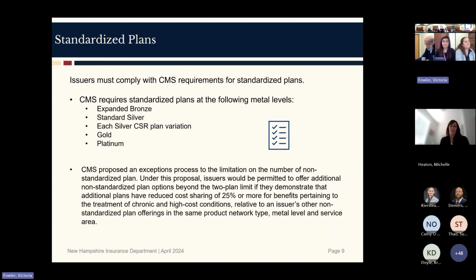In addition, CMS has proposed an exception process where carriers would be permitted to offer more than the two non-standardized plan limit, if they can demonstrate that the additional plans have reduced cost sharing of 25% or more for benefits pertaining to the treatment of chronic and high-cost conditions relative to an issuer's other non-standardized plan offerings in the same product network type, metal level, and service area. Next slide, please.